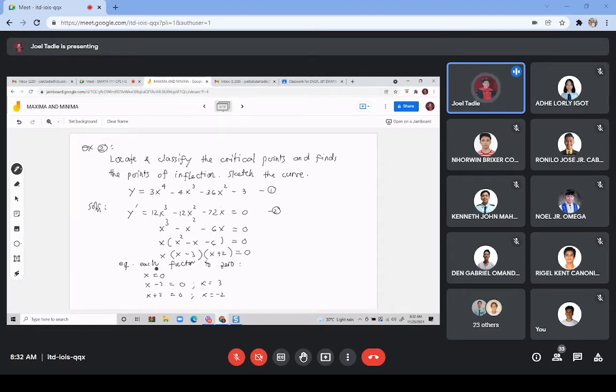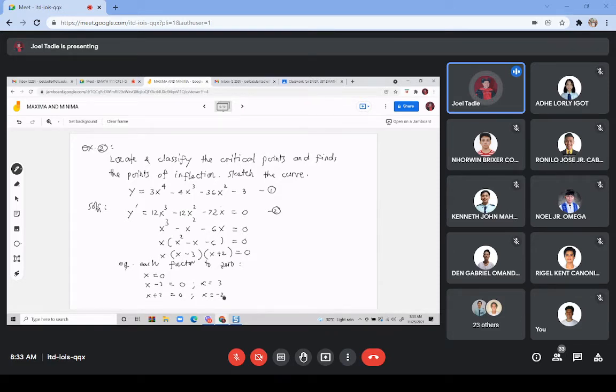Then equate its factor to 0. The first factor is x equal to 0. Then the second factor, x minus 3, equate that to 0. So our x is equal to positive 3. Then the last factor, x plus 2, equate that to 0. Our x is equal to negative 2. So we have three values of x: 0, 3, and negative 2.